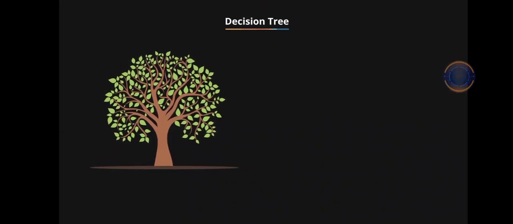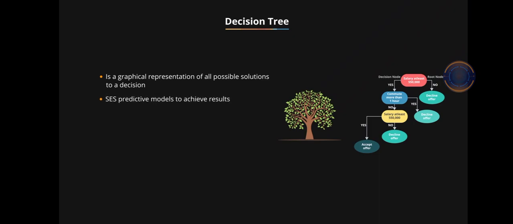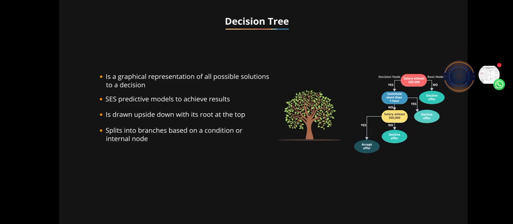Another popular and easy to understand algorithm is the decision tree. A decision tree is a graphical representation of all the possible solutions to a decision based on a few conditions. It uses predictive models to achieve results. A decision tree is drawn upside down with its root at the top. In the image shown here, the bold text in black represents a condition or internal node based on which the tree splits into branches or edges. The end of the branch that doesn't split anymore is the decision or leaf.